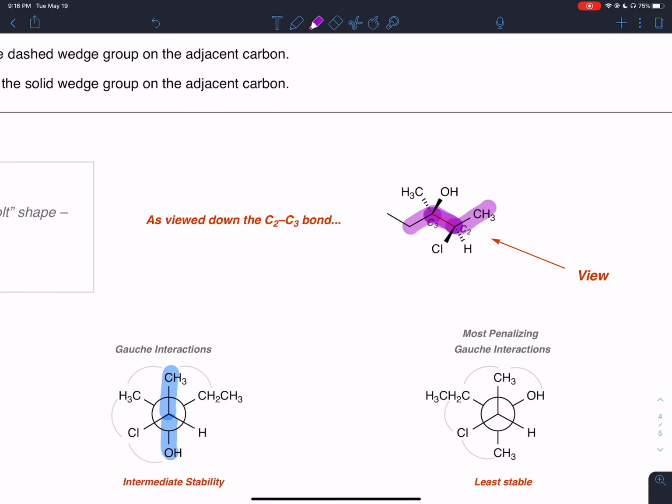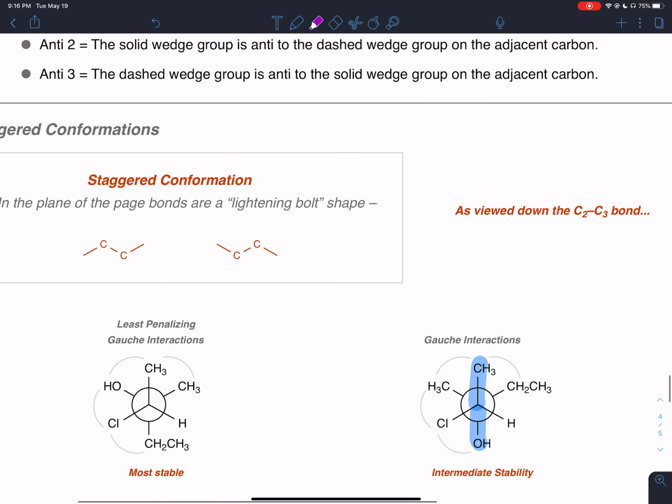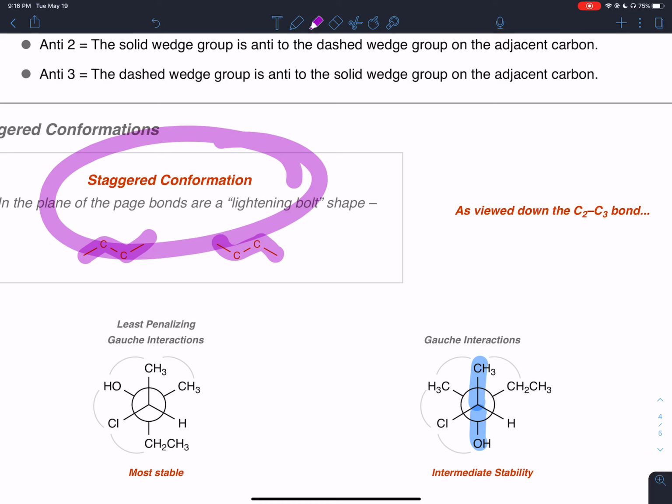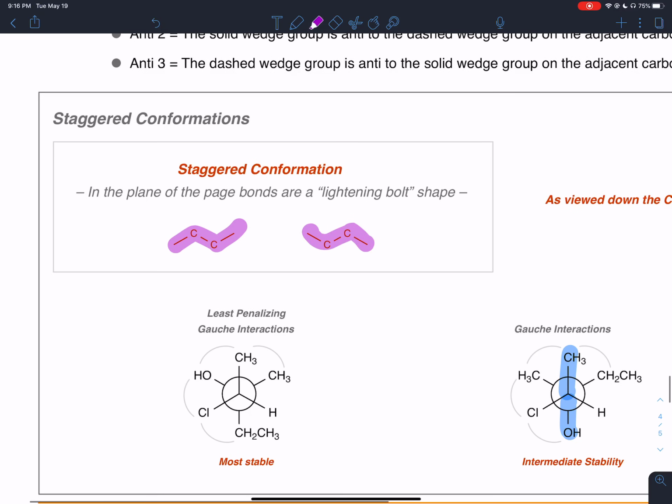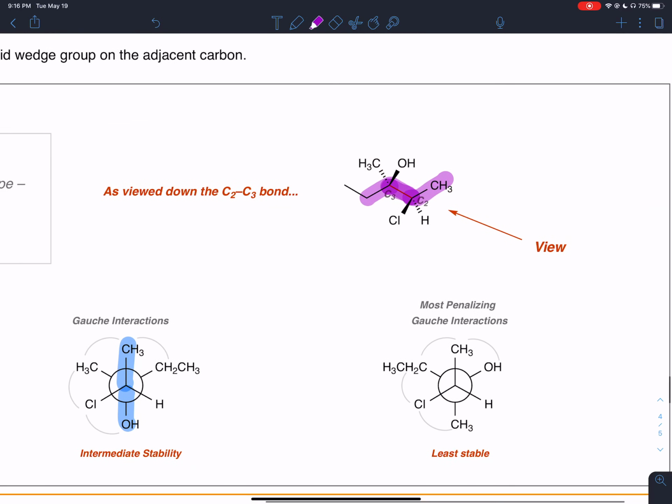And if you were going to look at a perspective drawing about this carbon-carbon bond, the in the plane of the page bonds are a lightning bolt in shape. And when you're looking down a given carbon-carbon bond and you see that lightning bolt shape to the in the plane of the page bonds, you know you're looking at a snapshot of a staggered conformation. I'm harping on that now. It'll be really handy later in your organic career. Okay? So we're looking down a given carbon-carbon bond, down the C2-C3 bond of this compound.